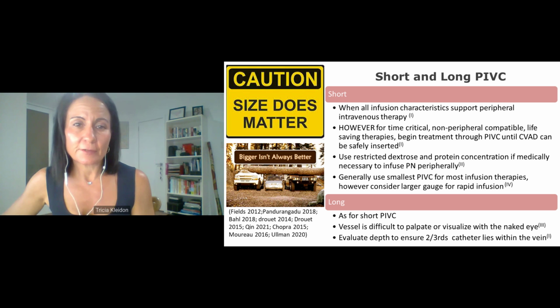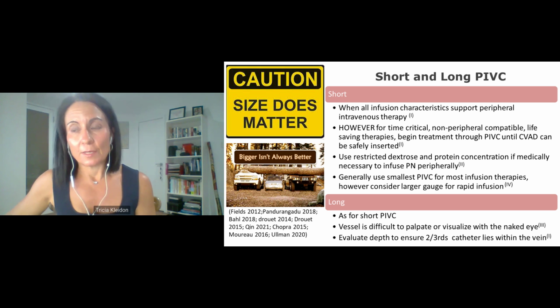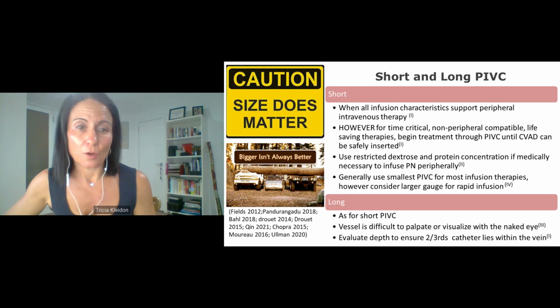We should use restricted dextrose and protein concentration if medically necessary to infuse PN peripherally, and the recommendations for a protein concentration less than 5% and dextrose less than 10% are in the guidelines. And we generally suggest that we use the smallest PIVC for most infusion therapies. However, we can consider a larger gauge for rapid infusion. So ultimately, we should never upsize the gauge of the PIVC to achieve a longer PIVC. In that situation, if a longer PIVC is necessary, we should use an actual longer device.